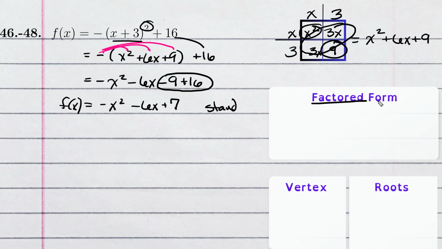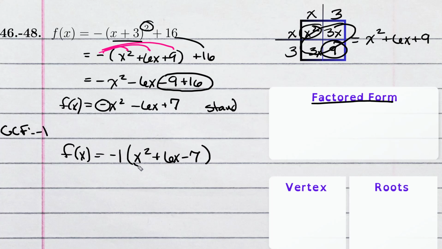But what we need is factored form. So that means that we need to look for first a GCF. And our GCF is going to be negative 1 because there's a negative in front of my squared. So when I factor out that negative 1, I have x squared plus 6x minus 7. Now if I look in front of my squared, it's a 1. All I need is the x.